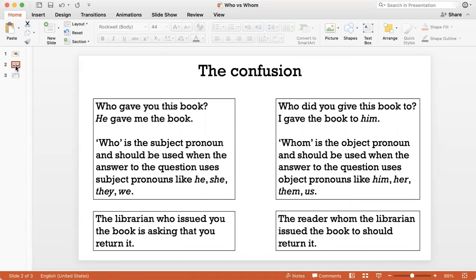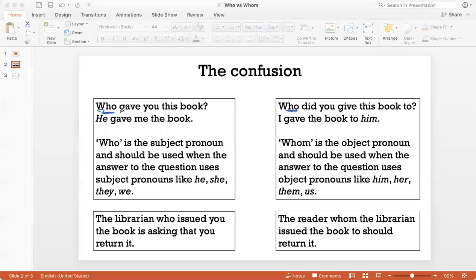For example, if you look at the sentence on the left-hand side, who gave you this book? And if you compare it to this one, who did you give this book to? Then you notice that the way we speak English today, who works with both sentences, right? In fact, whom in conversational English has almost completely gone away. But grammatically, these two sentences are very different. And for purposes of SAT and ACT, you would have to know the difference between them.